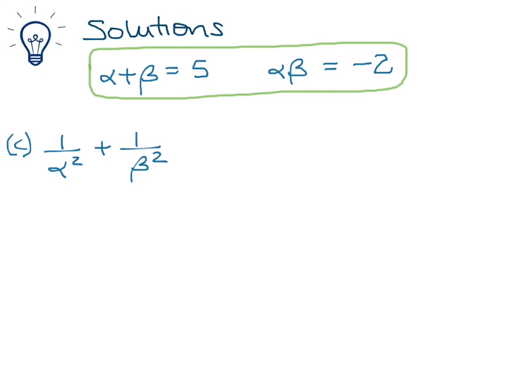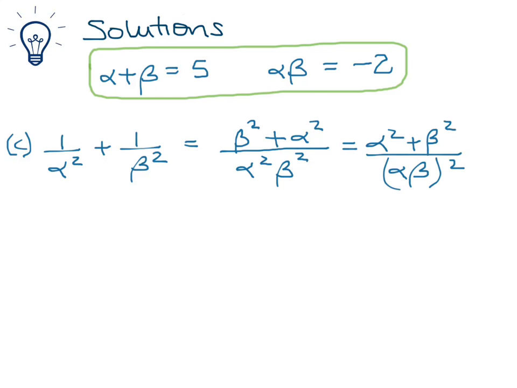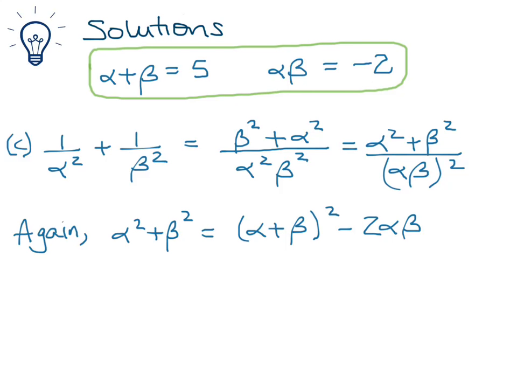For part 3, we have another sum of fractions, 1 over alpha squared plus 1 over beta squared. So the LCM is alpha squared beta squared, and the numerator is beta squared plus alpha squared, which can be rewritten as alpha squared plus beta squared, all over alpha beta all squared. Again, alpha squared plus beta squared is equal to alpha plus beta all squared minus 2 alpha beta.